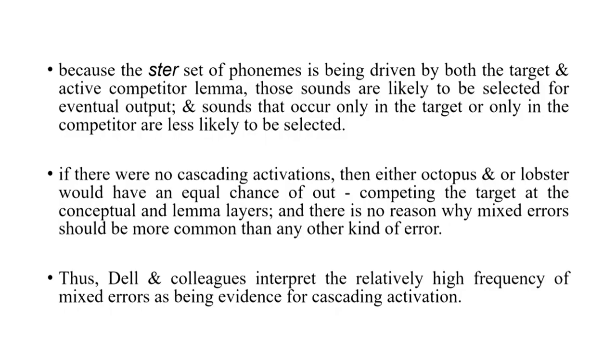If there are no cascaded activations, then either octopus or lobster would have an equal chance of coming out, competing with the target at just the conceptual and lemma levels, and there is no reason why mixed errors would be more common. So Dell and colleagues say that because of cascaded activation, oyster and lobster have an edge over octopus, because while they were activated at the lemma level, the activation was also received at the phonemic levels, and the shared set of phonemes was selected, and therefore these two trump the other semantic competitor, which is octopus.